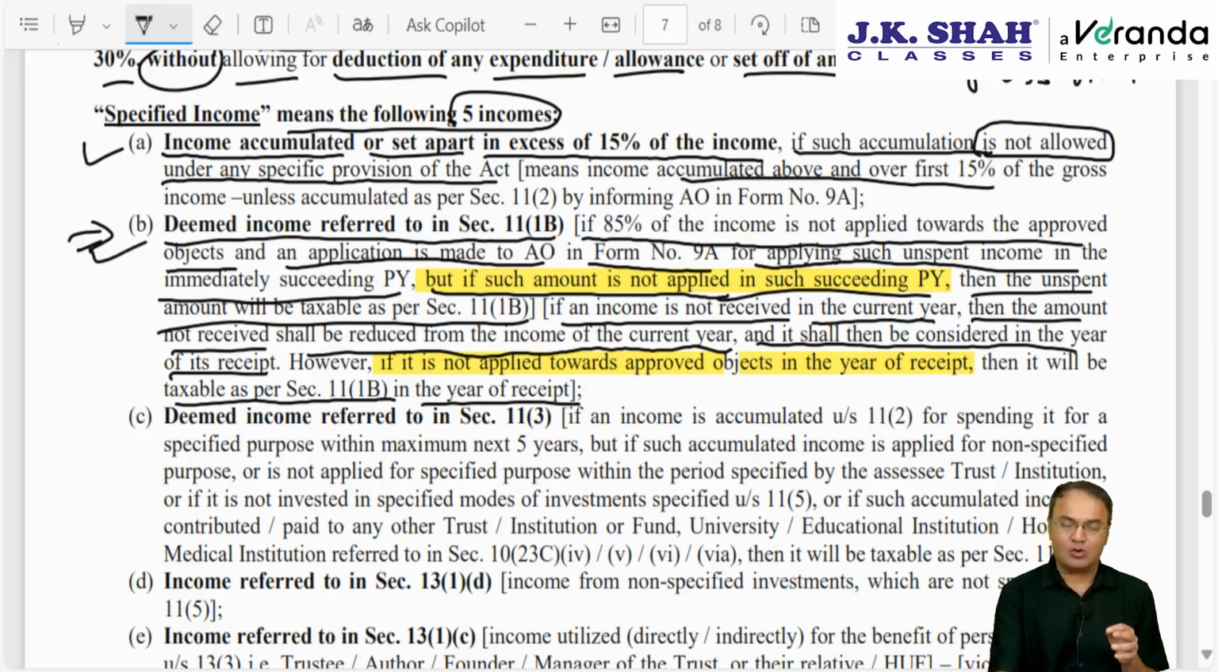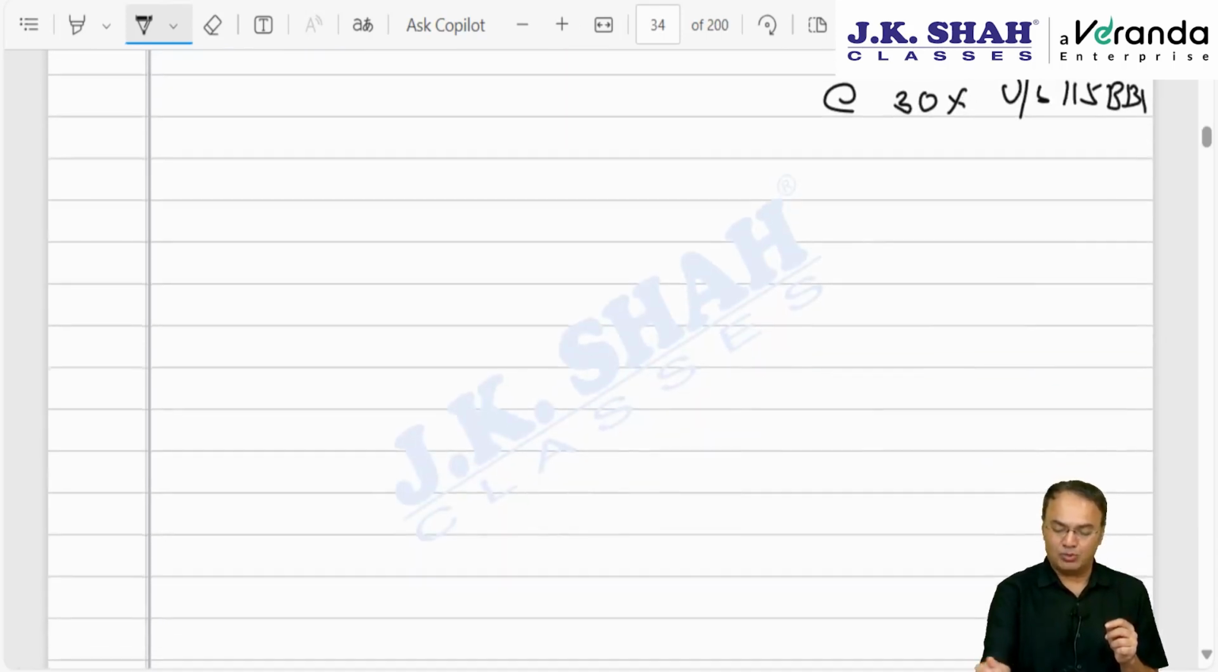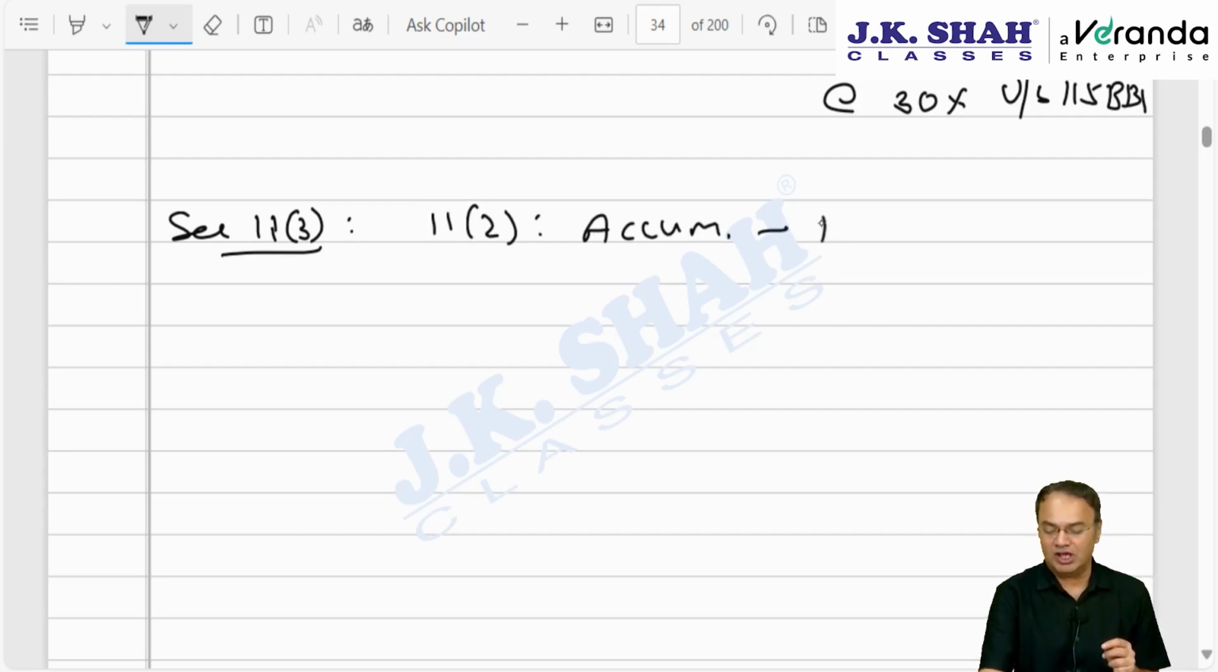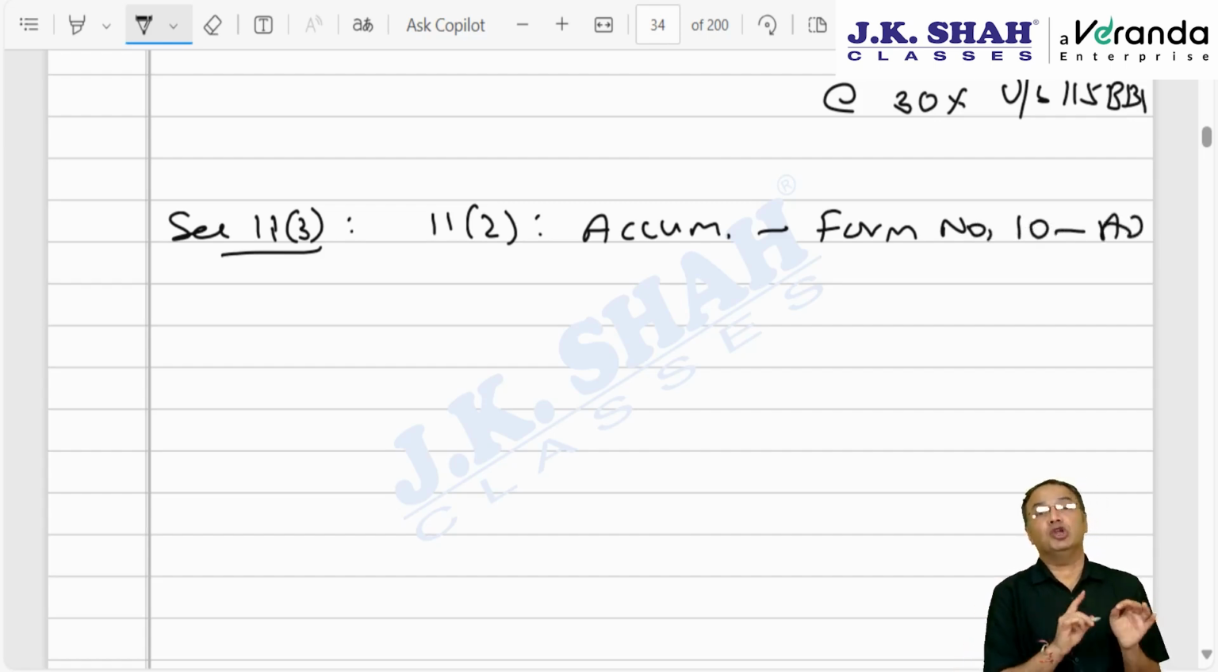2 incomes are done out of 5 incomes. Next one is 11 subsection 3. 11 subsection 3 means pertaining to the approved object, pertaining to accumulation for the approved object. According to section 11 subsection 2, you are allowed to accumulate for spending it in future by informing the AO in form number 10 to the AO 2 months before the due date of filing IT return, that is 31st August of the assessment year, or as may be extended by CBDT.